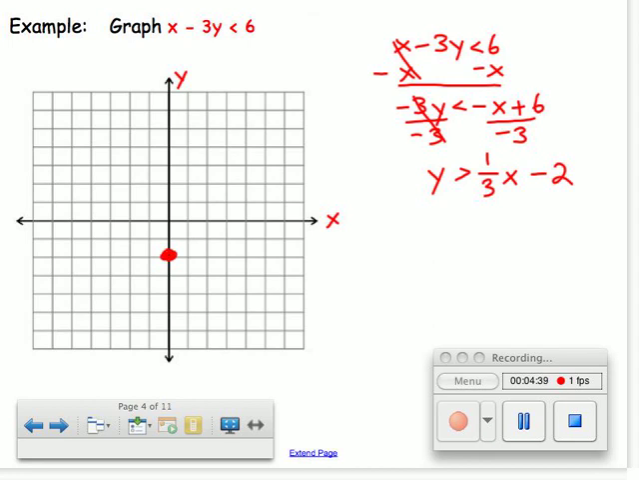And my slope is 1/3, which means I go from that starting point, I go up 1 and right 3. Up 1 and right 3. But to fill up the graph, I could go the opposite way. Instead of going up and to the right, I can go down 1 and left 3. And I'll do that one more time. So those are the points that I need.